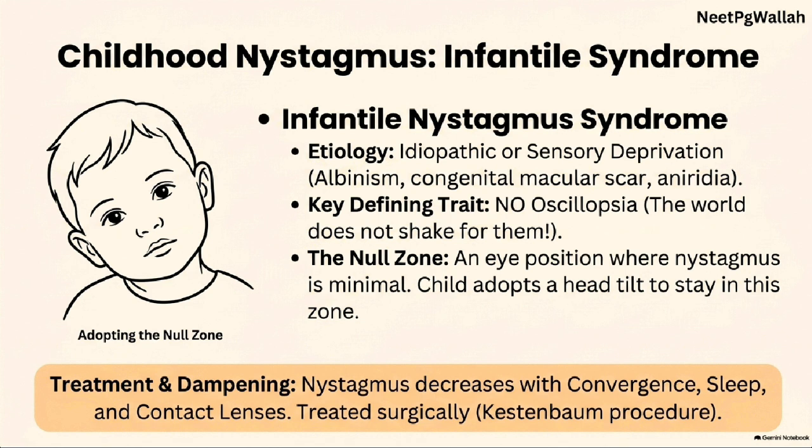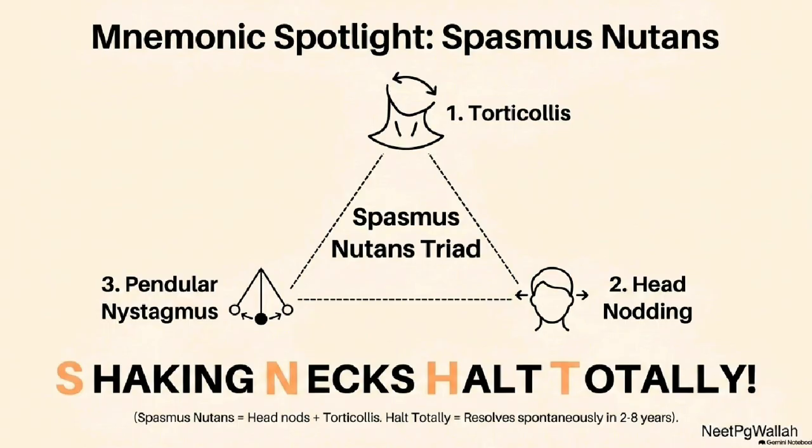This shaking decreases with convergence, sleep, and strangely enough, contact lenses. Sometimes it can even be treated surgically with the Kestenbaum procedure. Next on our list is spasmus nutans. You've got to remember this classic triad: torticollis, or a tilted neck, head nodding, and pendular nystagmus. You can memorize this with the acronym SHAKING NECKS, HALT TOTALLY. Shaking necks reminds you of the head nods and the tilted neck, and halt totally reminds you of the absolute best part.